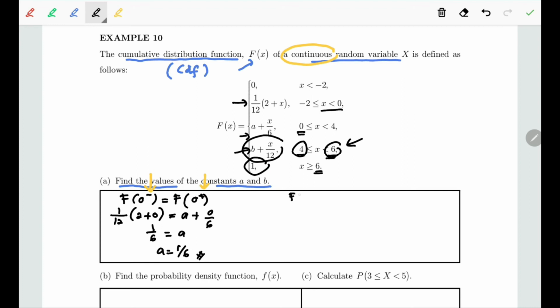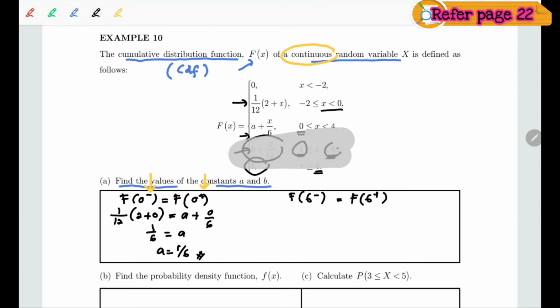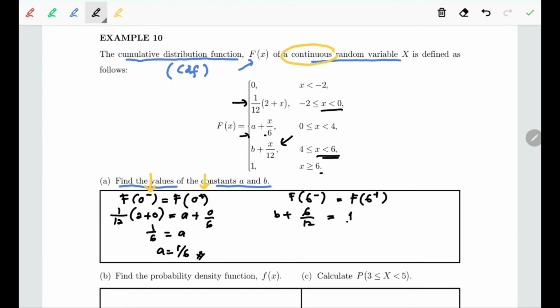So I'm going to write here f(6) from the left equals f(6) from the right. F(6) from the left means for x less than 6, so I substitute this: b plus 6 over 12 equals this one, which equals 1. Since 6 from the right side is represented by this function, we're going to solve it. So b equals 1 minus 6 over 12, which is 1 over 2. So b equals 1 over 2.